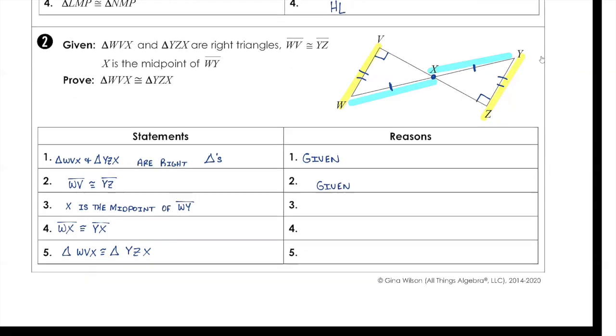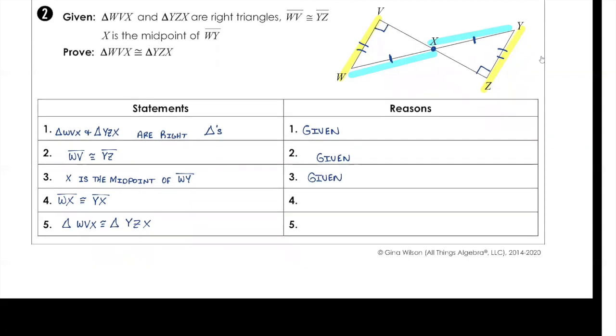The next one, definition of midpoint. How do we know that X was the midpoint? Because it's in the middle? Nope. They had to tell me. If they didn't tell me, I couldn't assume it. So X is the midpoint, that's our given. Now, how did we know WX was congruent to YX? Because of the midpoint, so we go to definition of midpoint. It's not the definition until we use it. Once we use it, that's when we know.